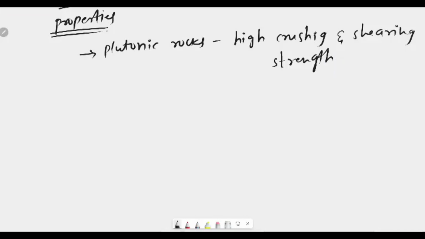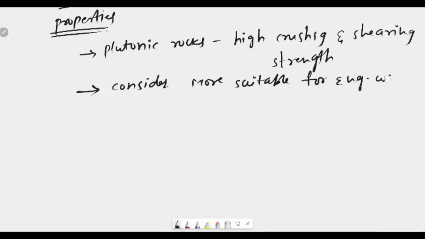They are considered most suitable for engineering purposes. More suitable for engineering works.